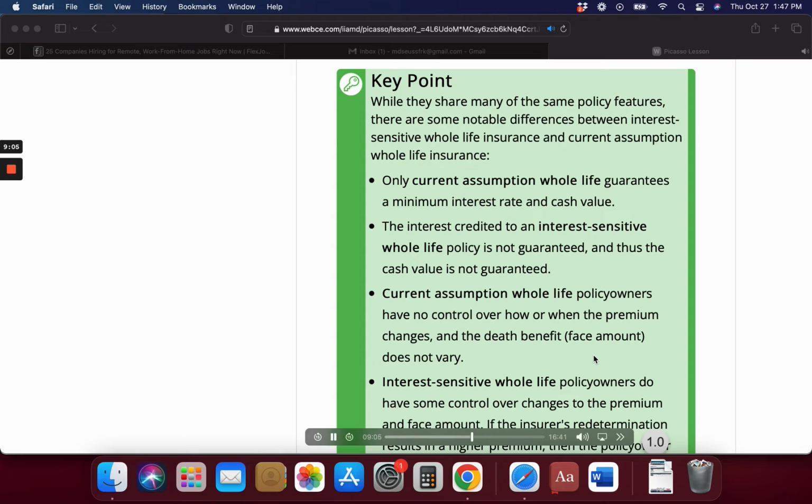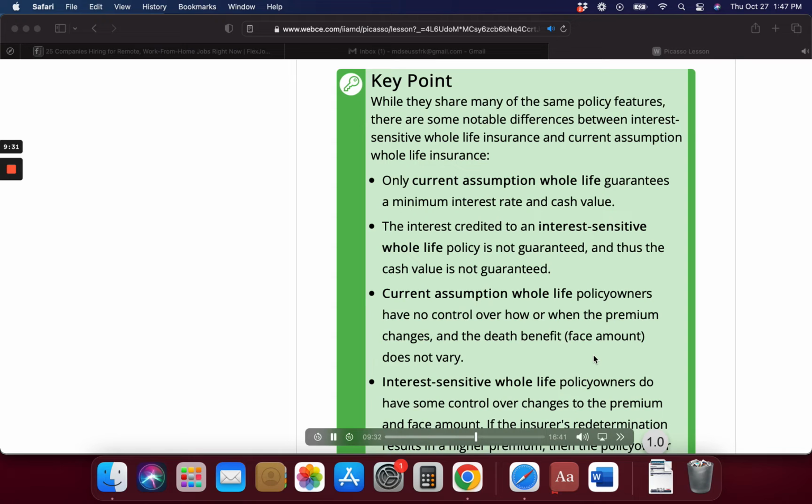Key point: while they share many of the same policy features, there are some notable differences between interest-sensitive whole life insurance and current assumption whole life insurance. Only current assumption whole life guarantees a minimum interest rate and cash value. The interest credited to an interest-sensitive whole life policy is not guaranteed, and thus the cash value is not guaranteed. Current assumption whole life policy owners have no control over how or when the premium changes, and the death benefit, face amount, does not vary.